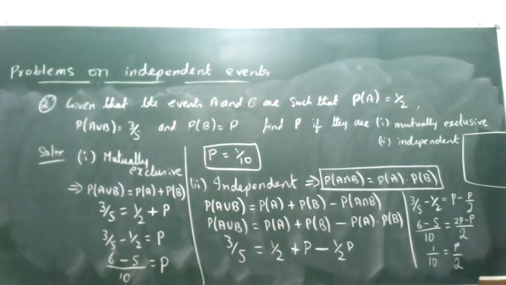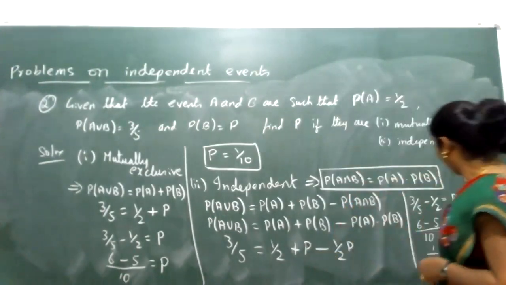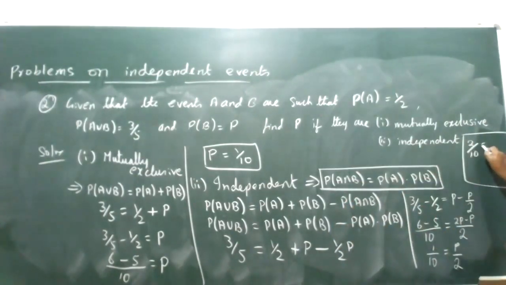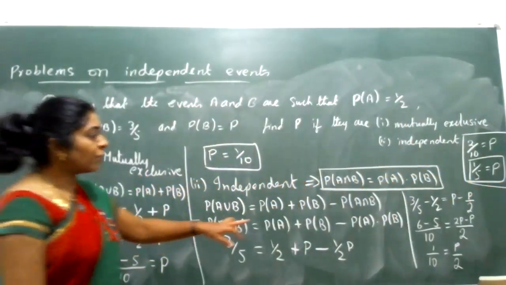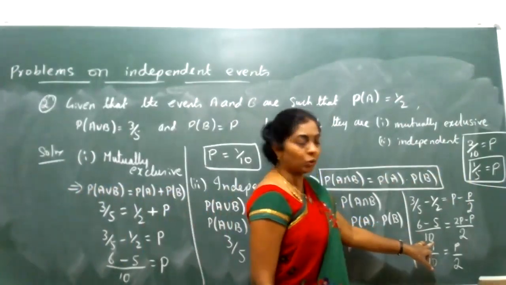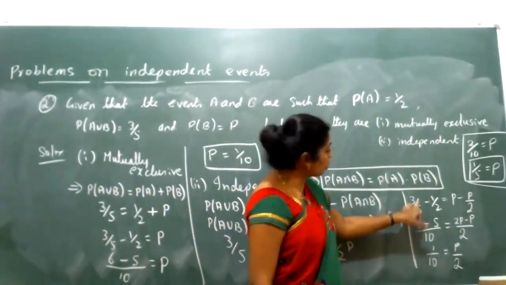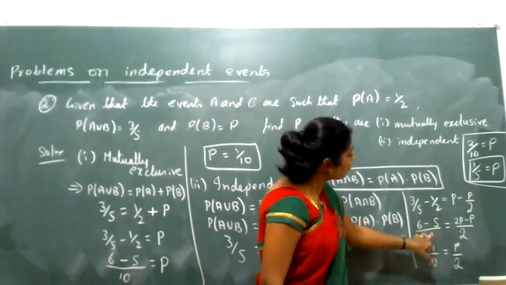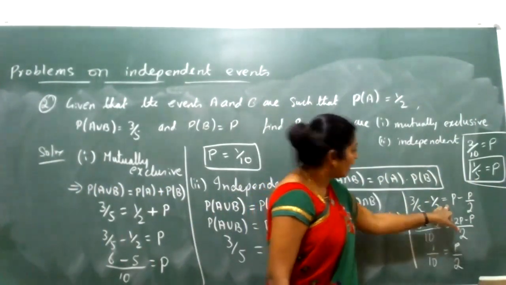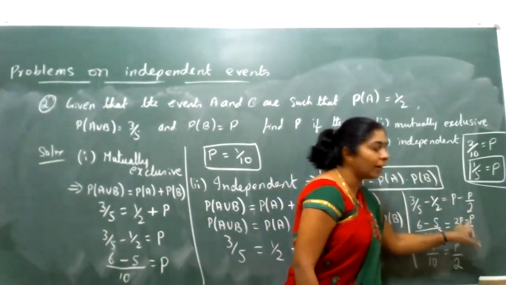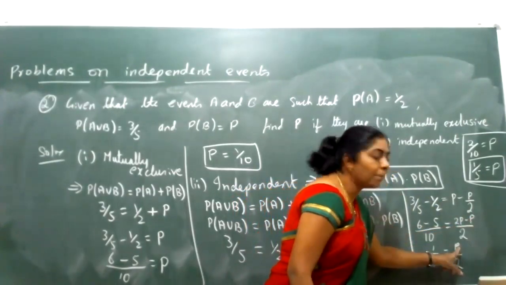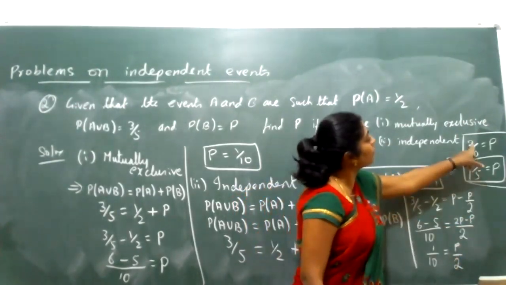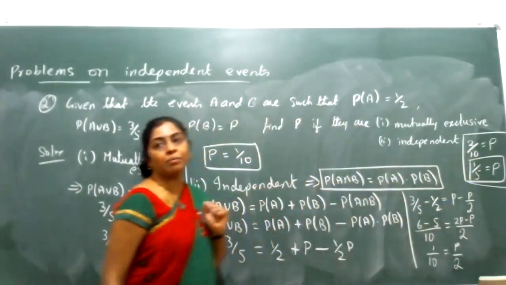I'll continue here. If I cross multiply, 2 by 10 is equal to P, so 1 by 5 is equal to P when it is independent events. I simplified the fraction; 10 is the LCM I took. 5 2s are, 2 3s are 6 minus 2 5s are 10. 5 into 1 is 5. Here I consider 2 as the LCM: 2P minus P. 6 minus 5, 1 by 10. 2P minus P, P divided by 2. Cross multiply, 2 by 10, I get back 1 by 5.